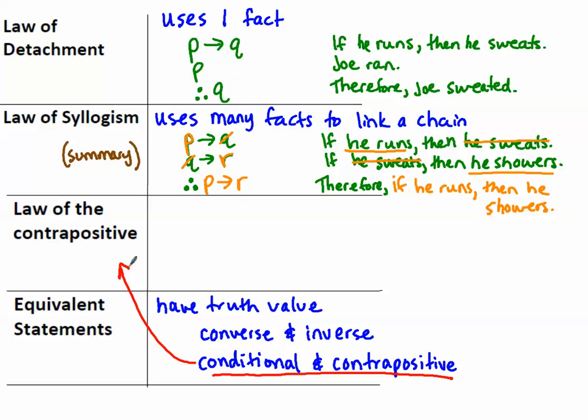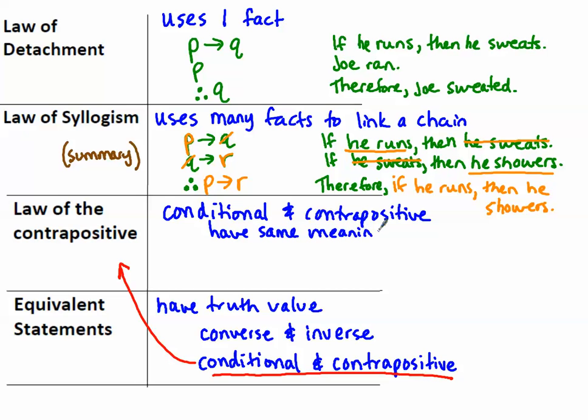How does that work? Well, first let's write that the law of the contrapositive is saying that the conditional and the contrapositive really have the same meaning. In symbols, what that looks like is if P then Q is a true statement, then I can conclude, so therefore, not Q, then not P is a true statement. This is the contrapositive of the original, therefore this must be true as well.